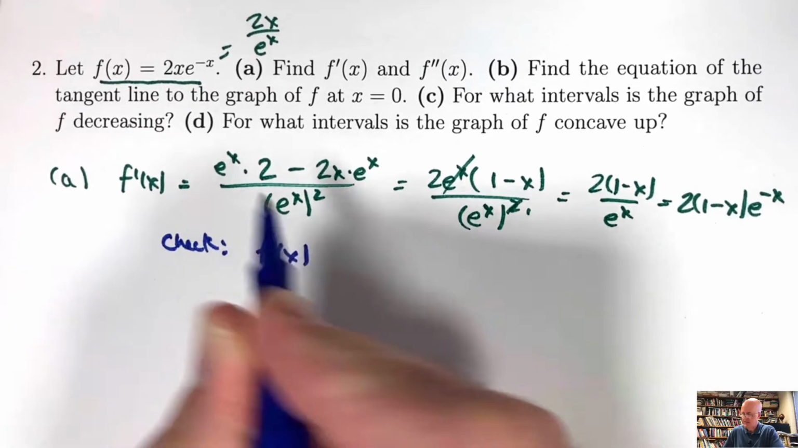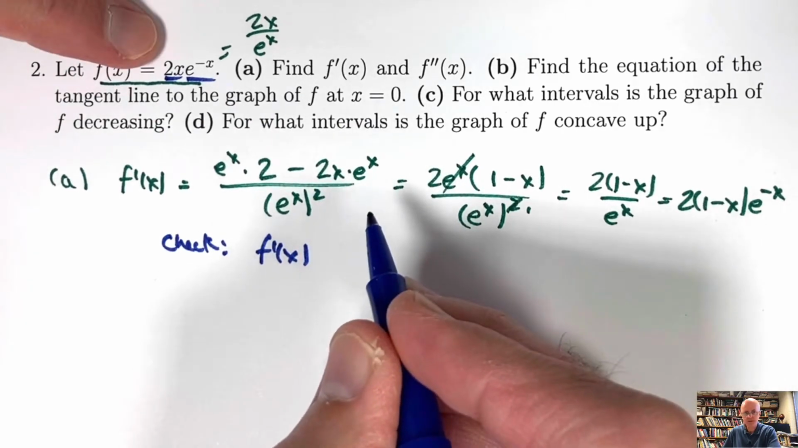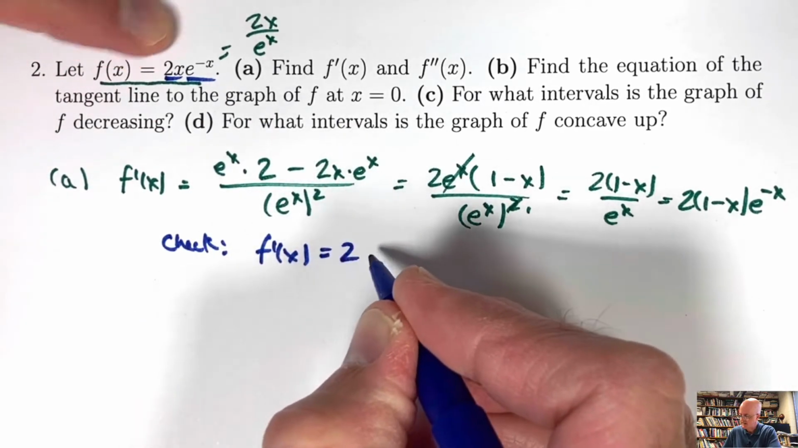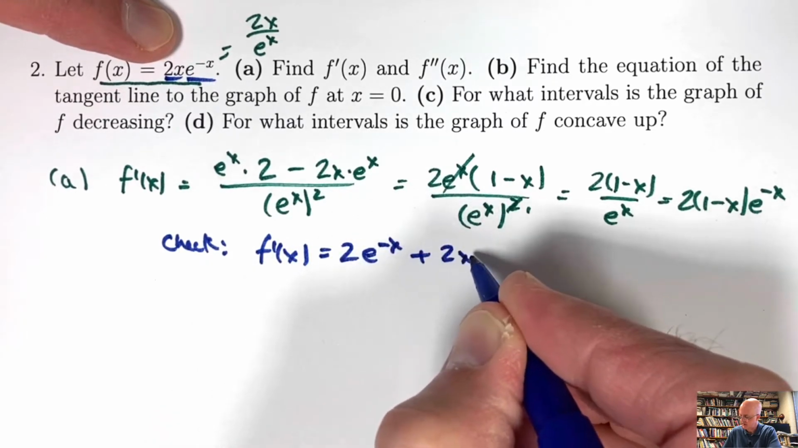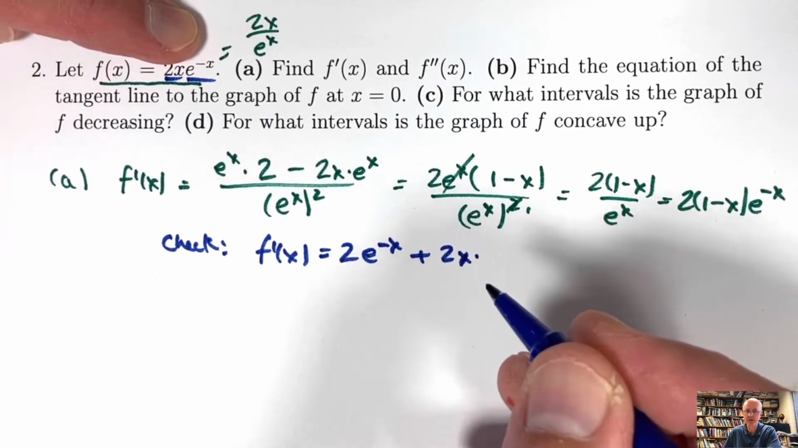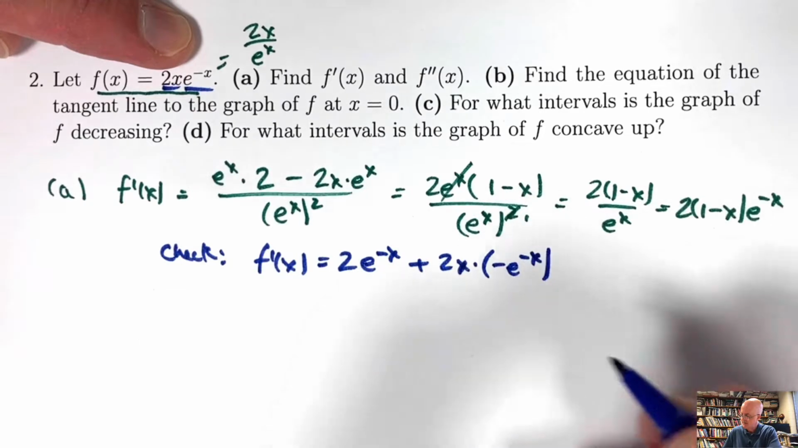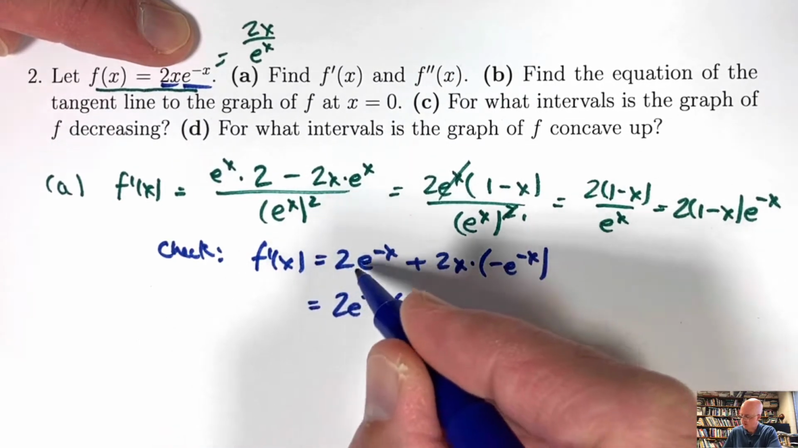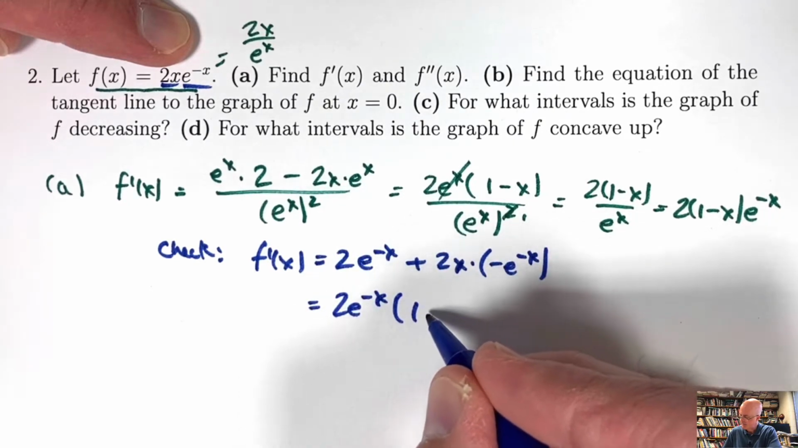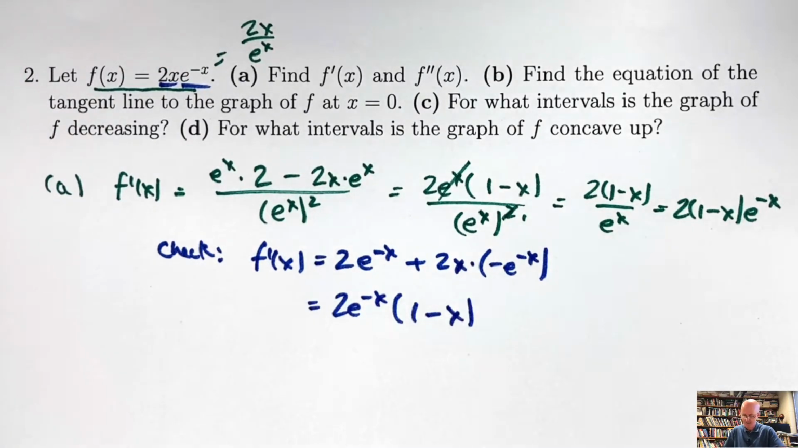f prime of x, thinking about the product rule, there's the first function, there's the second function. The derivative of the first function is 2, times the second function, plus the first function, 2x, times the derivative of the second, e to the negative x. Again, here's where we're using the fact that the derivative of e to the negative x is negative e to the negative x. And then we can factor out a 2e to the negative x. And what we're left with is a 1 there and a minus x there. We do get the exact same answer. We checked it. Okay? Let's now find the second derivative.